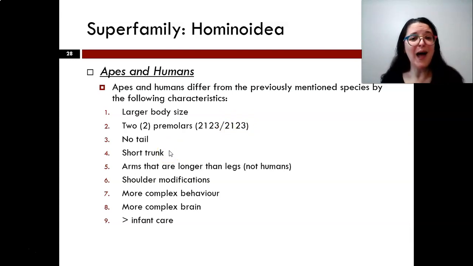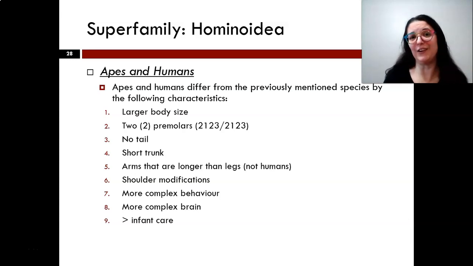We don't have tails. While we have a large body size, we have a fairly short trunk. You'll see some of the other images I've shown you, they have very long trunks, and it's because they're quadrupeds. They're using all 4 of their limbs in locomotion. Their arms, with the exception of us, are longer than their legs. Their limb proportions vary, and this again relates to the specialized forms of locomotion they use.